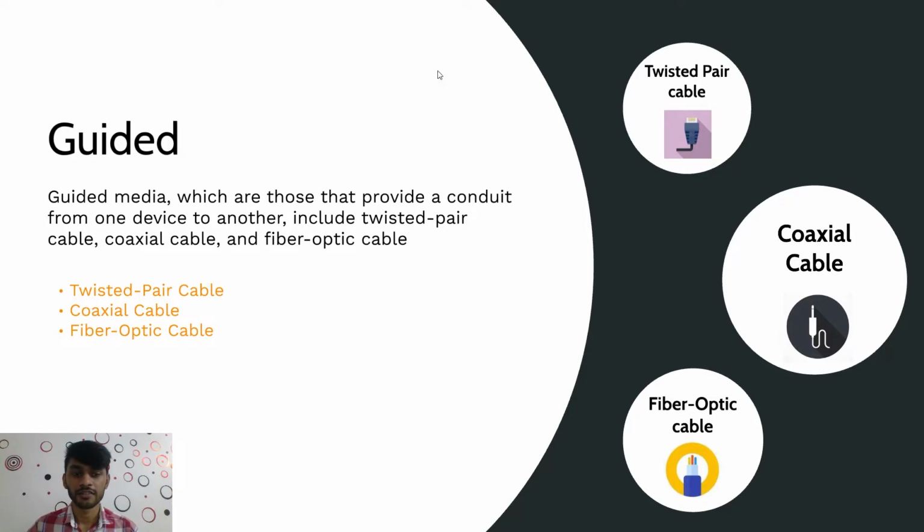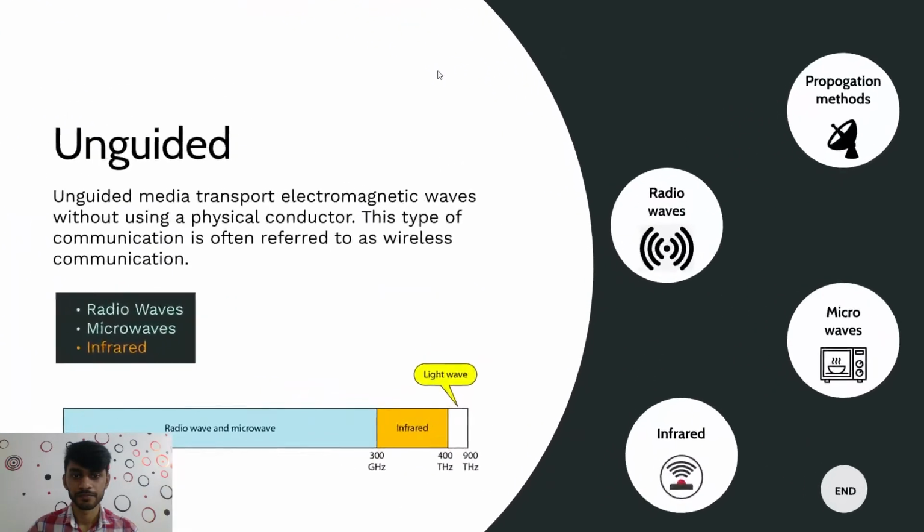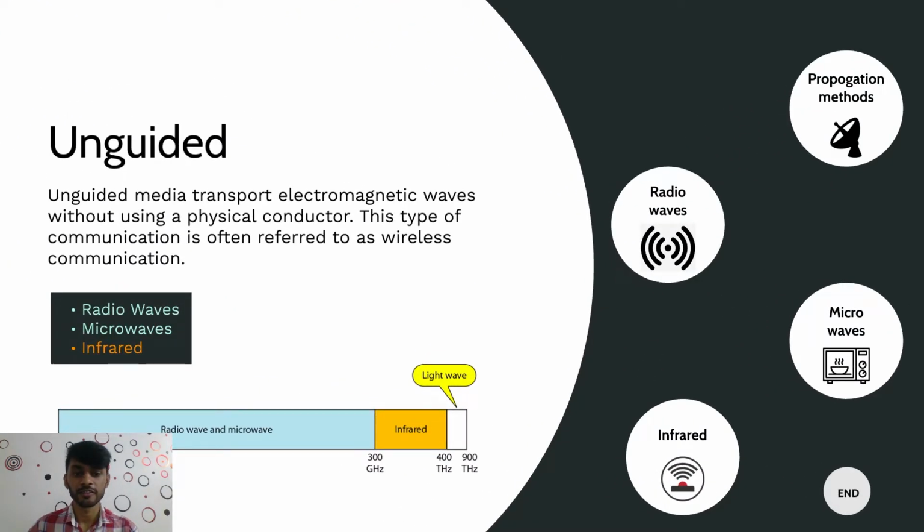Up next, we have the unguided media. Unguided media transport electromagnetic waves without using a physical conductor. This type of communication is often referred to as wireless communication. We will be discussing three ways of unguided transmission medium, that is, radio waves, microwaves, and infrared waves.